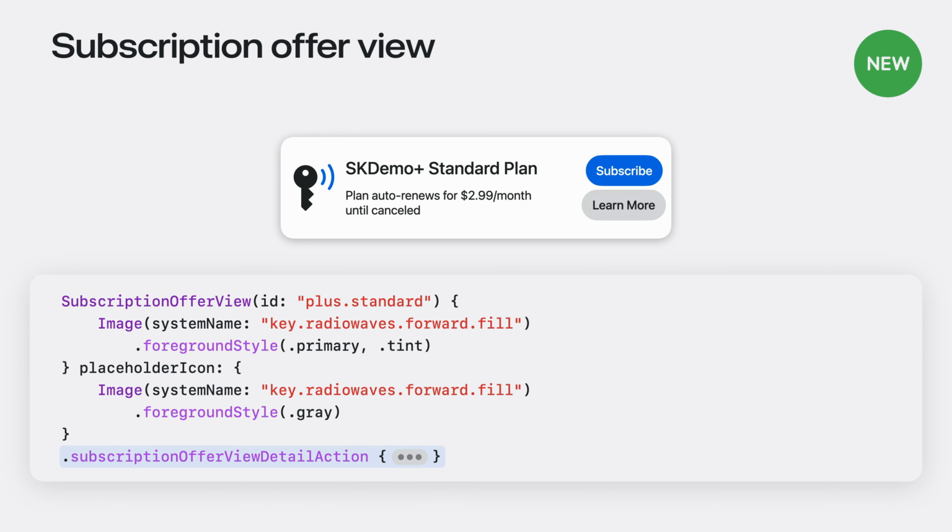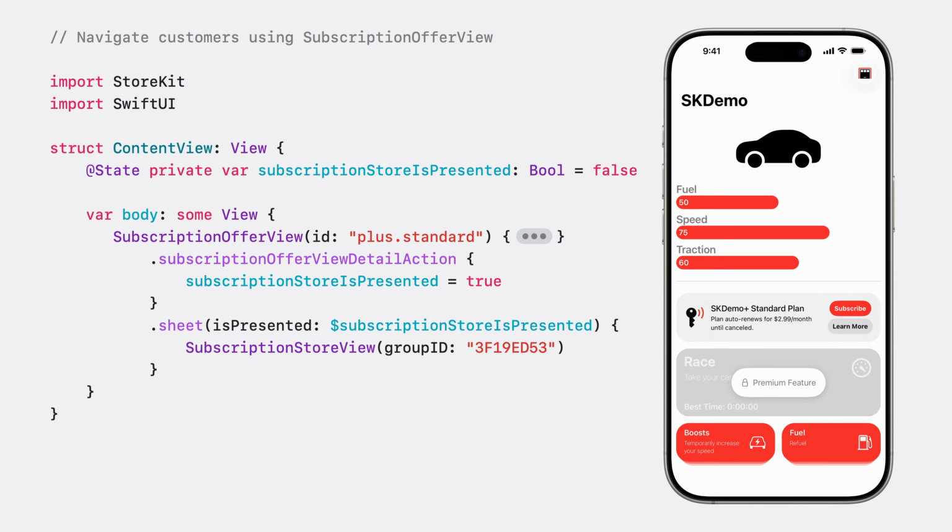The subscription offer view is capable of merchandising more than just an individual subscription plan. When paired with the new subscription offer view detail action modifier, you can use this view to, for example, direct customer traffic to your in-app subscription store. Declaring this modifier draws the detail link button on the view. When a customer taps the detail link button, the view calls the closure passed to this modifier. Here's an example in SKDemo.